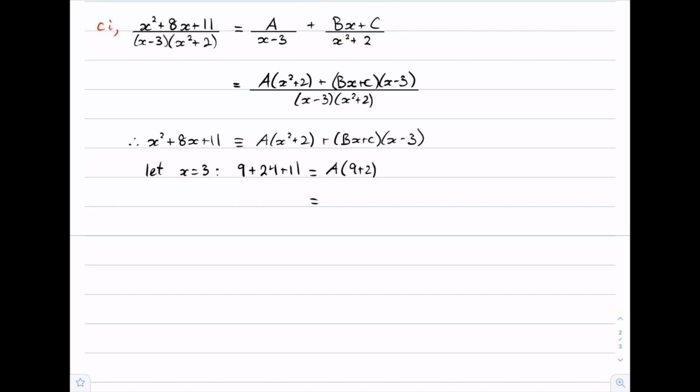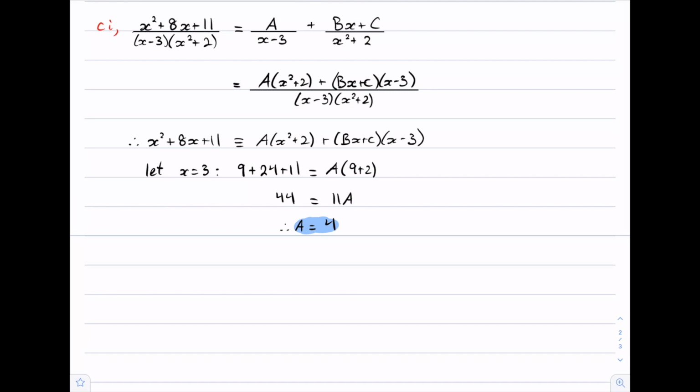So, okay, what do we have on the left-hand side? 9 plus 11 is 20, plus 24 is 44. And here we have 11a. And so therefore a is equal to 4. So we found our first value, a is equal to 4.